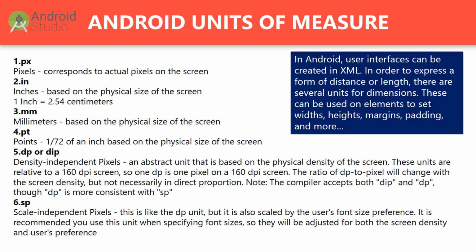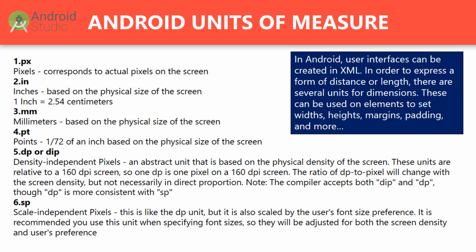These units are relative to a 160 dpi screen. So 1 dp is 1 pixel on a 160 dpi screen. That's important, so keep that in mind. The ratio of dp to pixel will change with the screen density, but not necessarily in direct proportion. Note, the compiler accepts both dip and dp, though dp is more consistent with sp. That's why we use that.